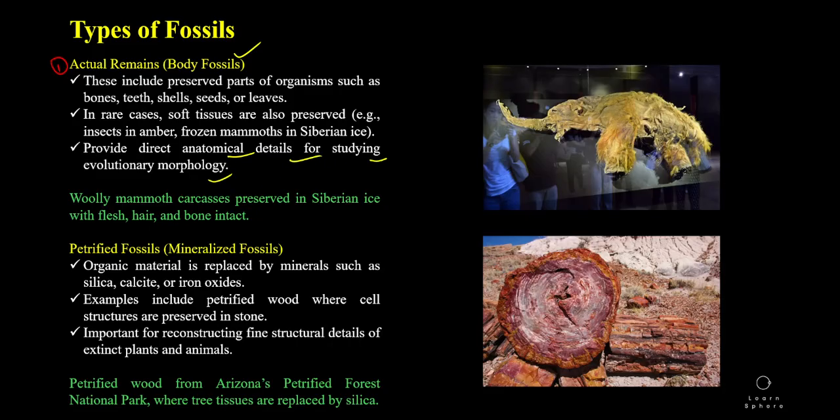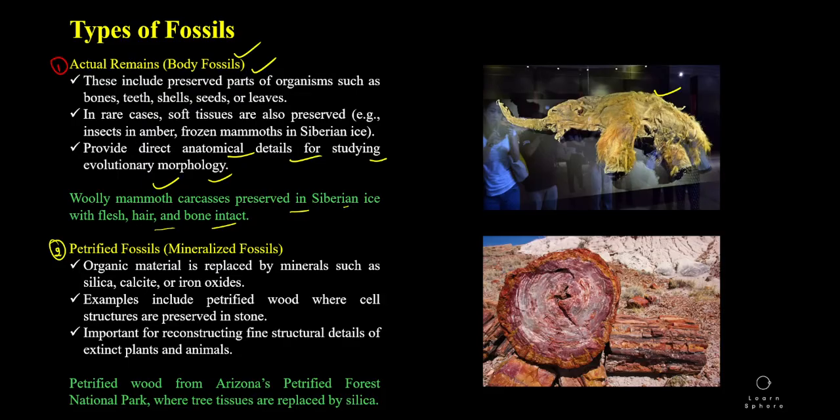Clear? Actual remains include preserved parts of organisms like bones, teeth, shells, seeds or leaves. For example, woolly mammoth carcasses preserved in Siberian ice with flesh, hair and bone intact. Here you can see a woolly mammoth which was found preserved in the Siberian ice with flesh, hair and bone intact.